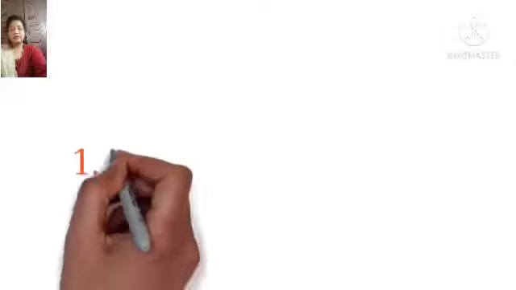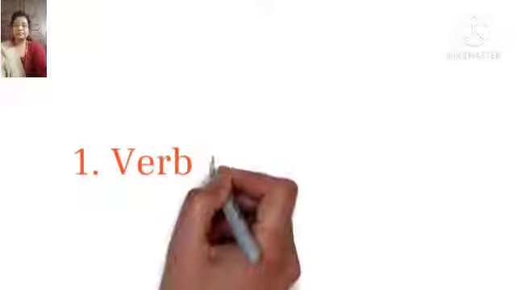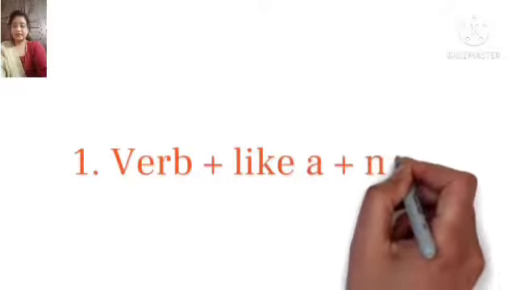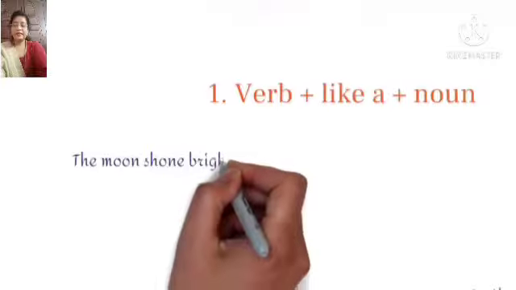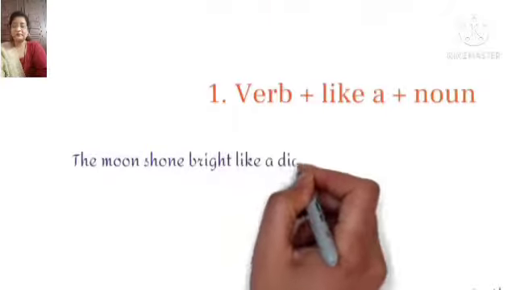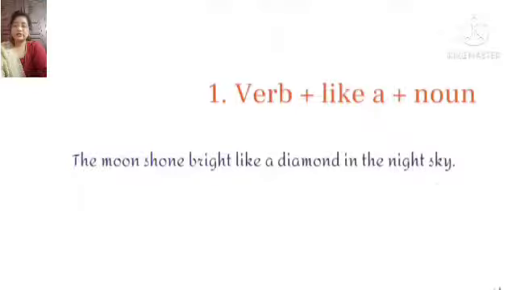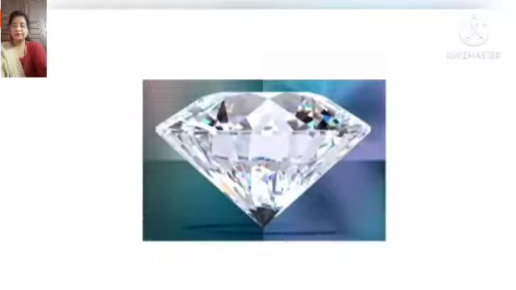We can use two patterns when using a simile. The first pattern is verb plus like a plus noun. I'll give you an example. The moon shone bright like a diamond in the night sky. So the verb used here is shone, like a, the noun is diamond. So the moon shone bright like a diamond in the night sky.